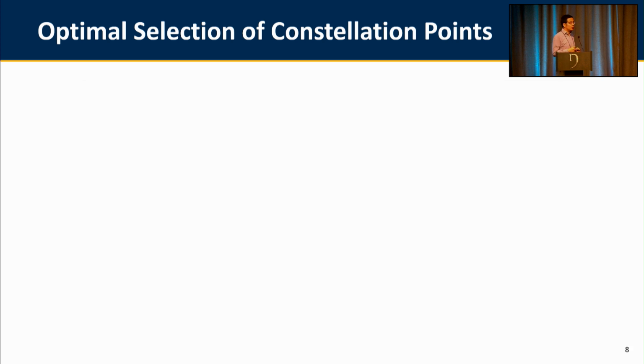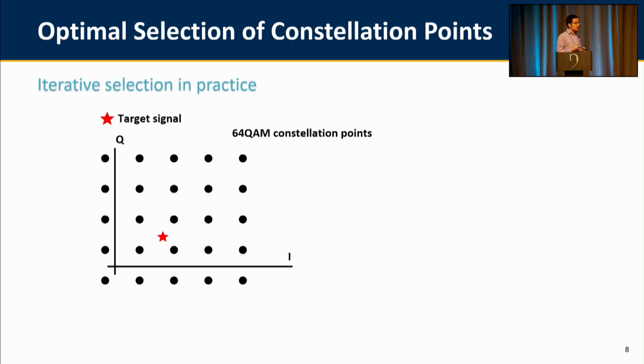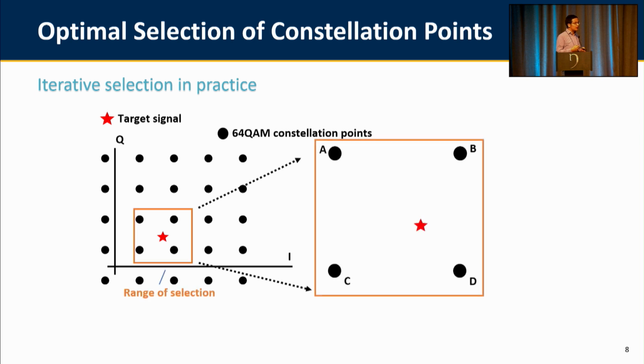And based on this criteria, we designed an iterative algorithm to select these constellation points one by one. To illustrate how this algorithm works, we use a simple example that uses 64 QAM constellation points to do the emulation. In this example, suppose we are using 4 MIMO streams for the emulation. Then we first reduce the range of selection to the set of constellation points that are closest to the target signal. After that, we start our selection with the first constellation point being the closest one to the target signal. So as you can see in this example, the first one we are selecting will be D.